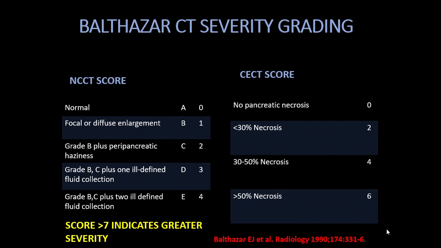For the contrast-enhanced CT scan score, if there is no necrosis, the score is 0. If there is less than 30% necrosis, the score is 2; 30 to 50% is 4; and if necrosis is more than 50%, the score is 6. A score of more than 7 indicates greater severity.